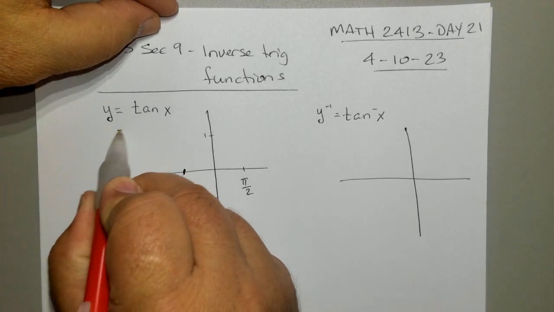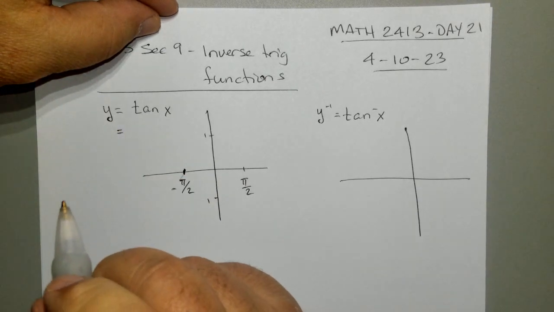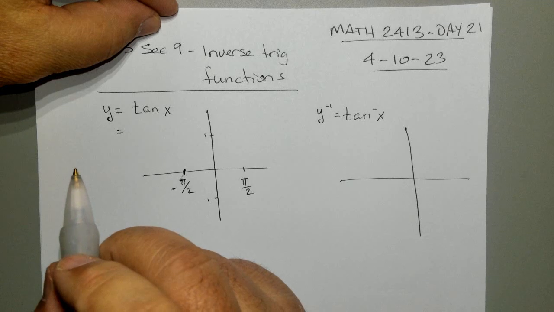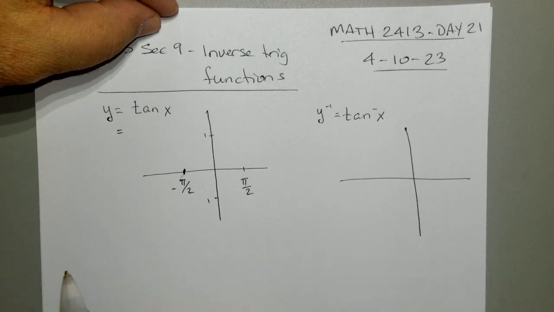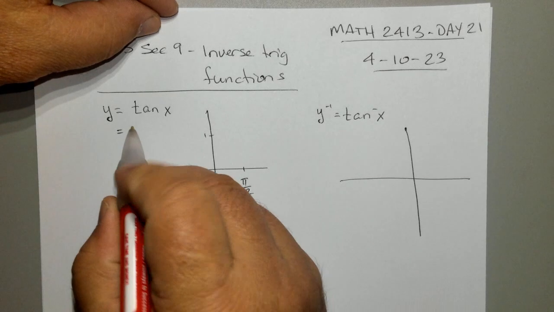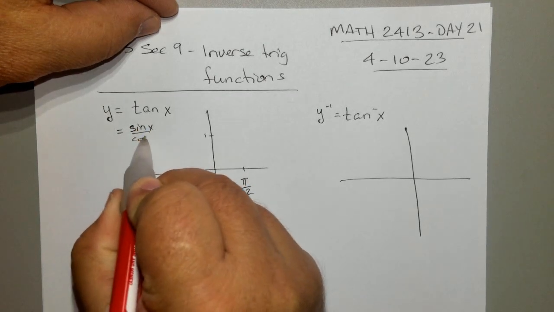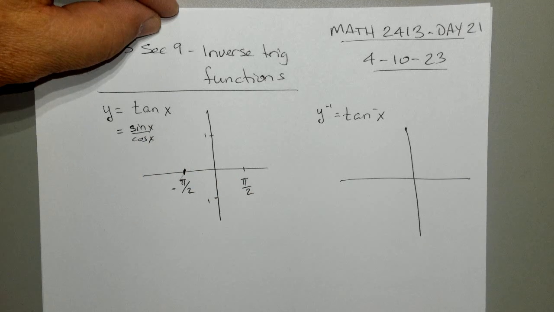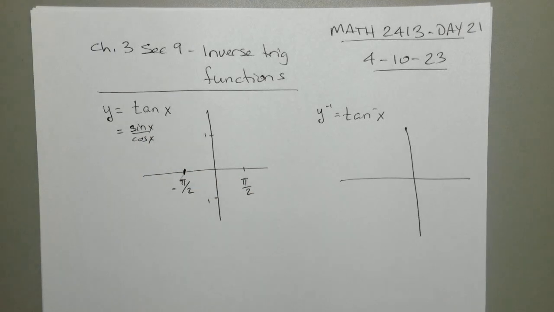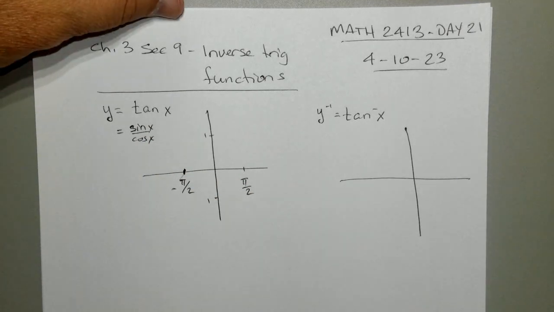Tangent function is made up of what? With respect to sine and cosine. It is y over x. It's the slope, actually. That's why they call it the slope of the tangent line to a curve. But it is y over x, so it's sine x over cosine x. Because it's a rational function, it has asymptotes.